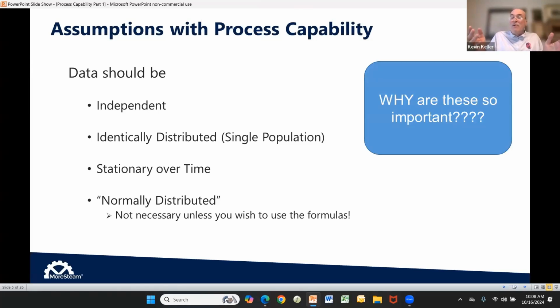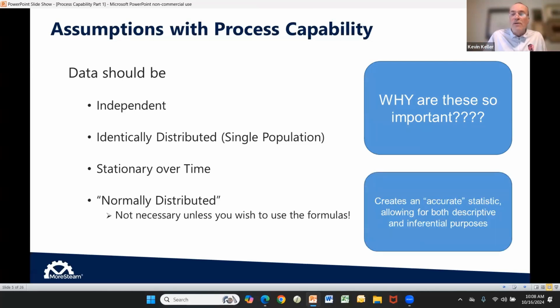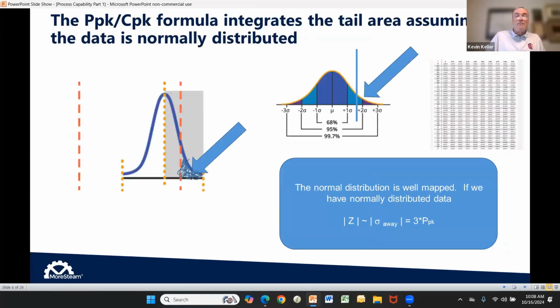Now, why is this so important? The reason that it's important is we want an accurate statistic. We want to know what has happened in the past, how much of our product has gone to our customers that truly is in spec. And we also want to infer what's going to happen next week, what's going to happen next month. And do we need to make adjustments to our process to make it better? Now, so far, I've talked a lot in manufacturing terms, but we're going to switch this argument here soon to what happens when we're not manufacturing.